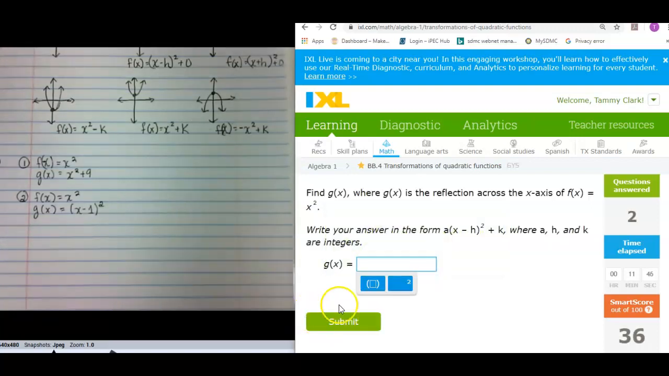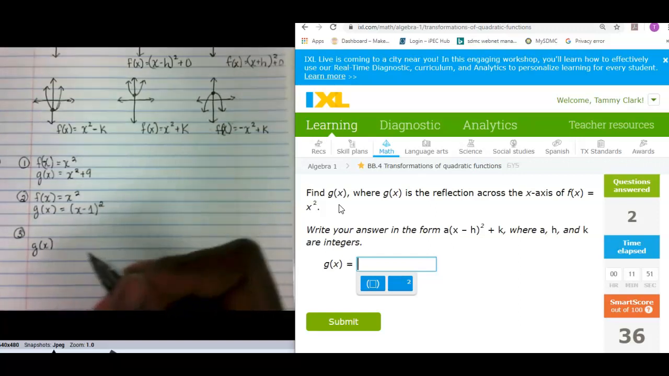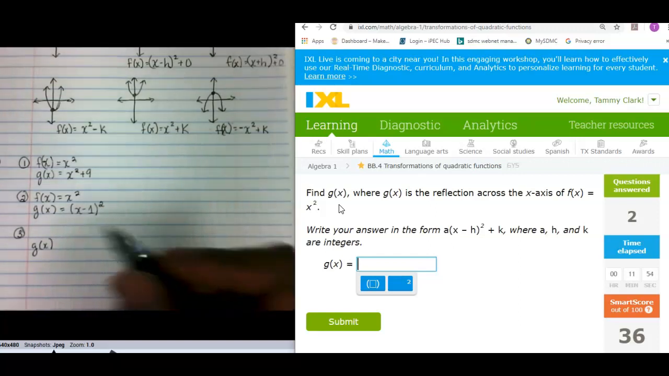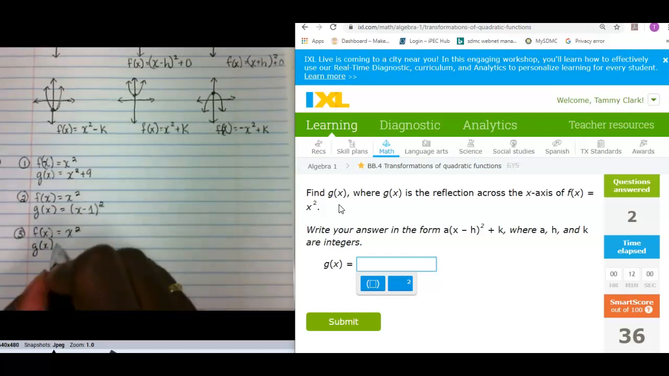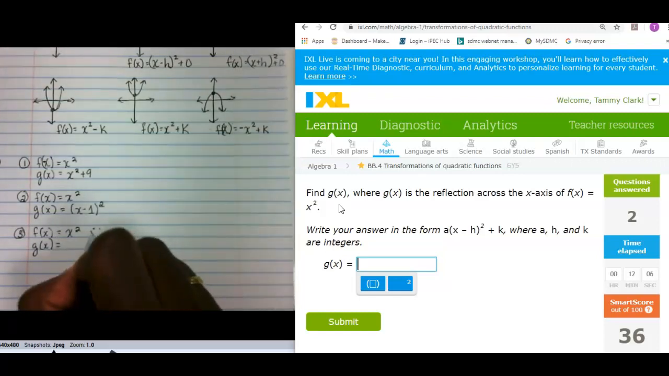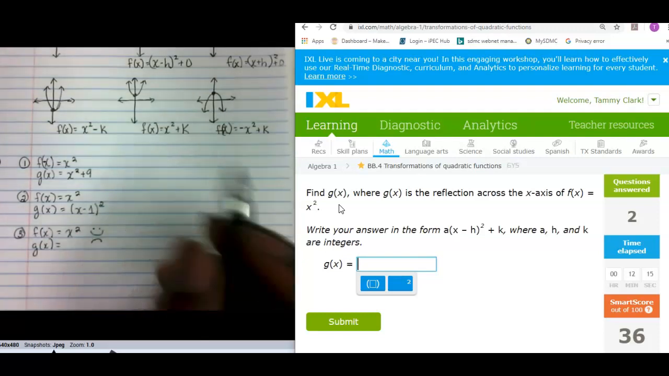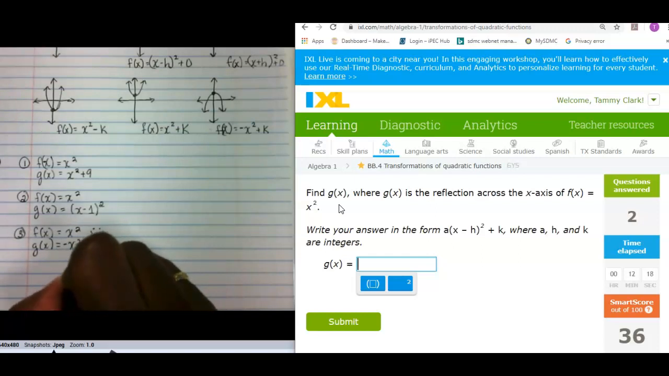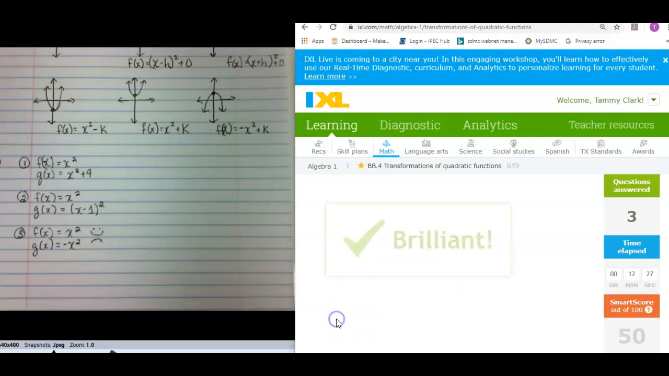Let's look at the next one. Find g of x, where g of x is a reflection across the x-axis. So we've got our original function, which is x squared. Reflection means it turned downward. So instead of smiling at you, it's going to be frowning at you. So this would be negative x squared, because there was no left or right movement, no up or down movement, just a reflection.